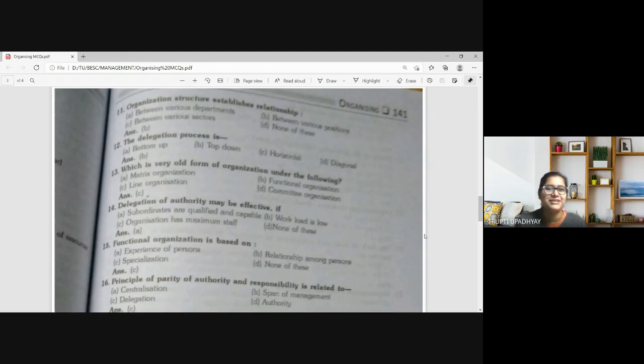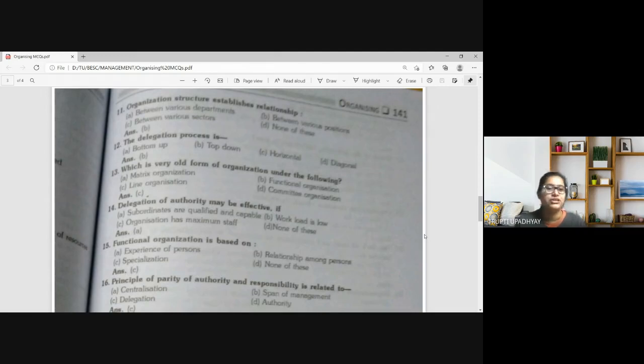Next, which is a very old form of organization under the following? We have already discussed this one. Hopefully, the people will give the correct answer for it. A is matrix structure. B is functional organization. C line organization, and D committee organization. Very old form of organization structure is the line organization structure, very simple and very easy to understand.